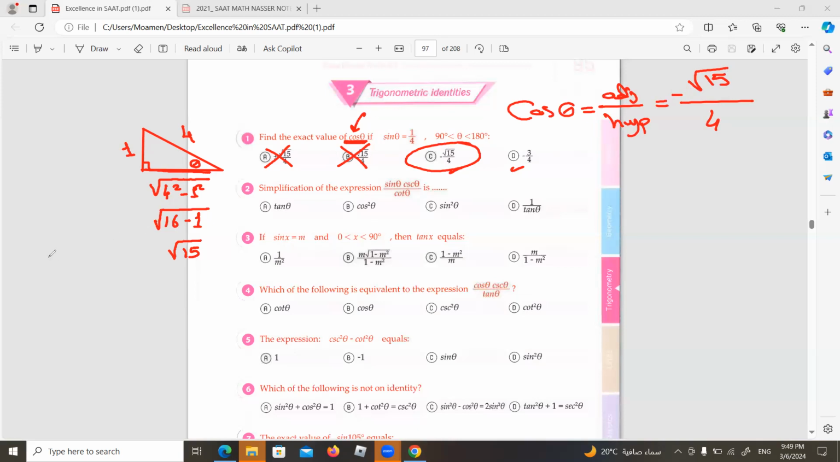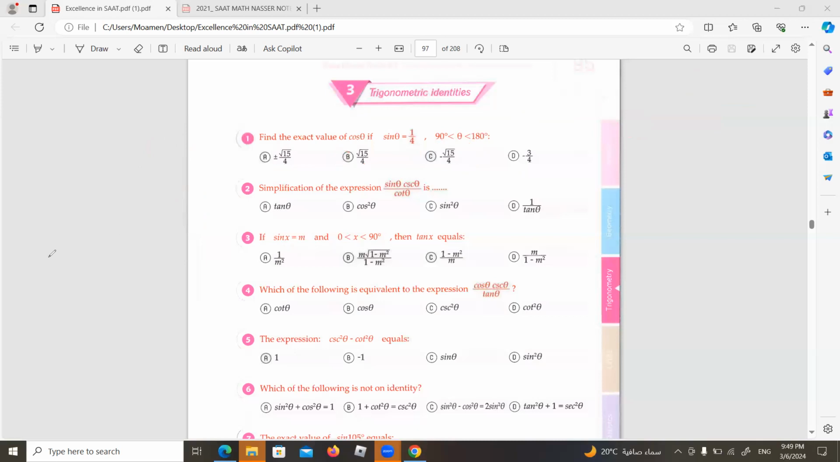We go to number 2. In number 2, simplify the expression. It means I need the simplest form. To simplify any expression, I give you a rule: don't leave any trig function except sine and cosine. If you see sine and cosine, leave it as it is.